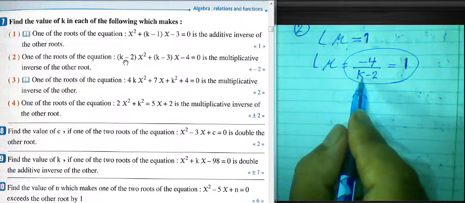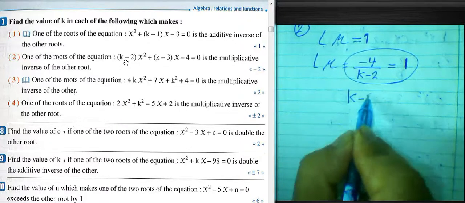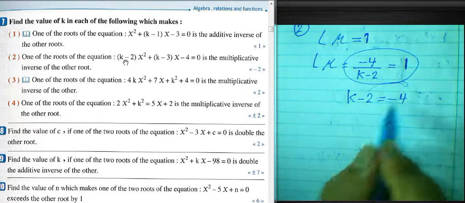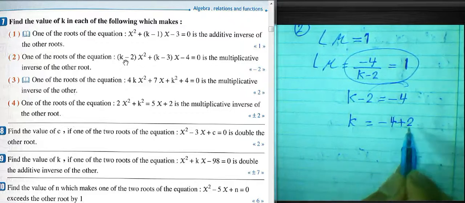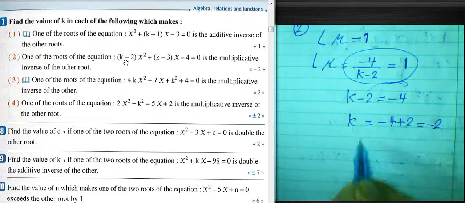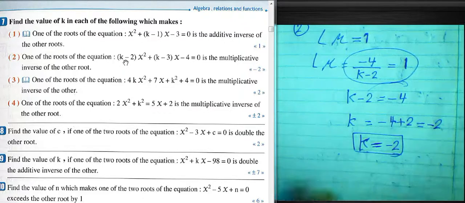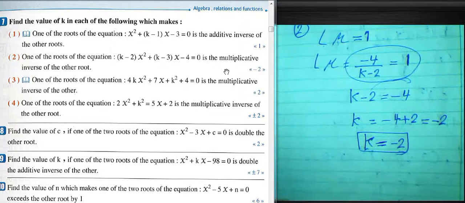Multiply: (k minus 2) times 2 times 1 equals k minus 2 equals negative 4. We move negative 2 to the right-hand side and inverse the sign: negative 4 plus 2 equals negative 2. So k equals negative 2. We solve the result by this property: the multiplicative inverse means L multiply M equals 1, about the two roots.